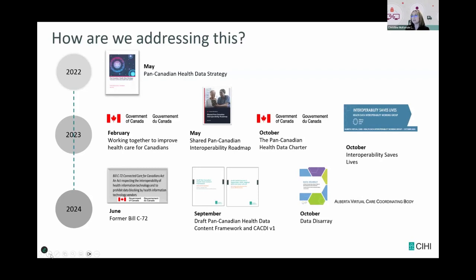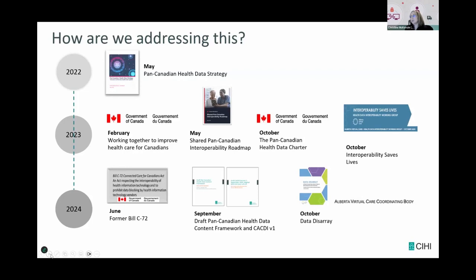And then in May of 2023, Canada Health Infoway released a shared Pan-Canadian interoperability roadmap, which set 4 strategic goals with some key enablers and building blocks to help improve interoperability within Canada. And then in October of 2023, the Pan-Canadian Health Data Charter was released by the Government of Canada, which put together some requirements. And as part of some of those requirements included common data standards and terminology for interoperability.